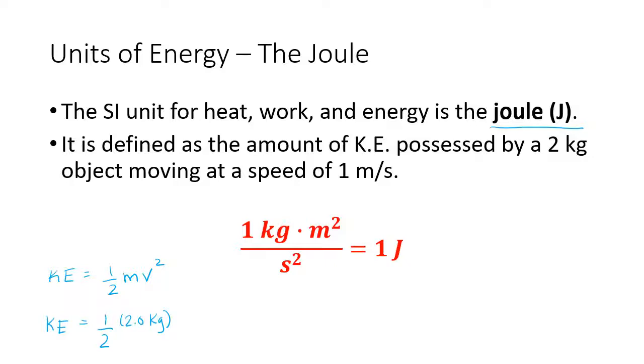kilograms times our velocity, which is 1 meter per second, squared. That'll give us our derived SI units for energy. Our 2 will cancel with the 2 in the denominator from our fraction, and our units would be 1 kilogram times meter squared over second squared. Instead of writing that out every time, those are the base units which make up the joule. That is our derived SI unit that's used for heat, work, really any form of energy.